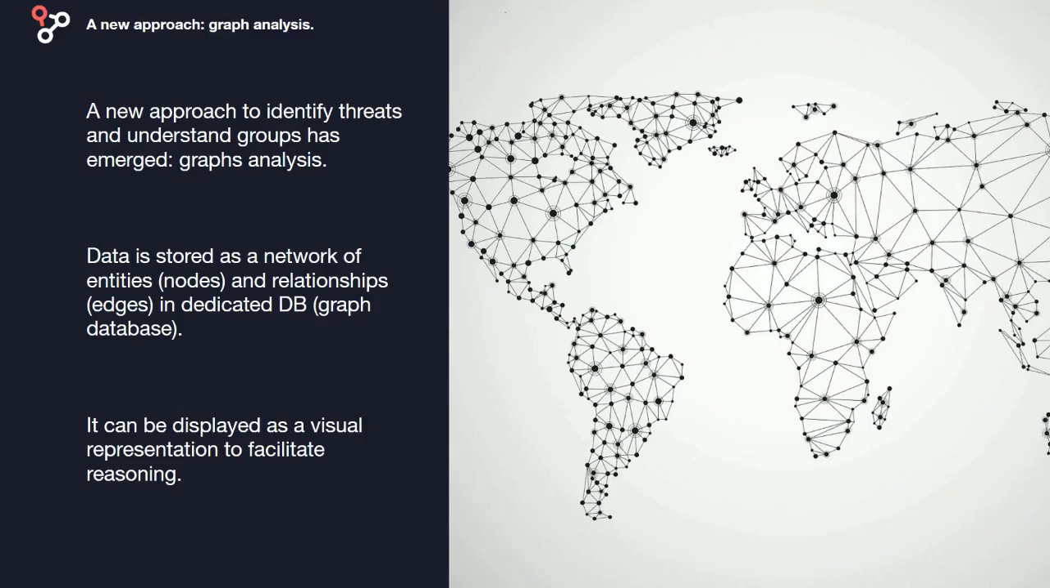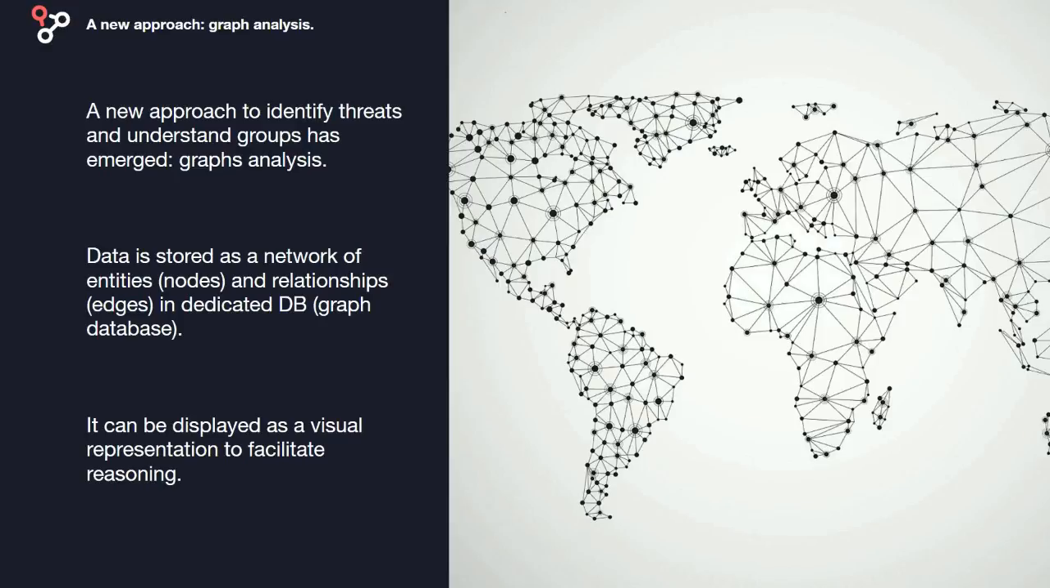Because of all these limitations, a new approach to identify threats and understand groups had emerged. And it's graph analysis, which is a method for the analysis and representation of complex networks. Basically, a graph is a set of objects called nodes and relationships called edges. Graph databases have emerged to facilitate the storage and querying of large graphs. And those graphs can also be displayed as a visual representation to facilitate the reasoning.